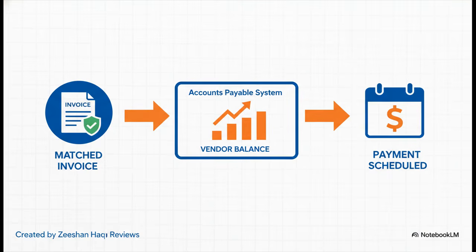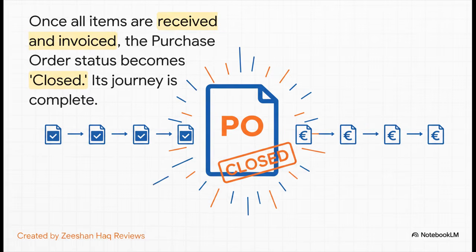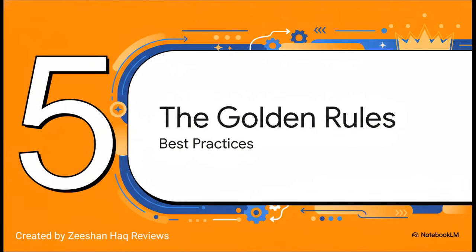Okay, so after that successful match, the invoice gets posted. That's system talk for making it official in the accounts payable system. This updates the vendor's balance, showing that we owe them money, and puts that invoice in the queue to get paid. And then, once every single item has been received and every invoice has been paid, the purchase order status finally changes to closed. Its epic journey is over. Its purpose is fulfilled.